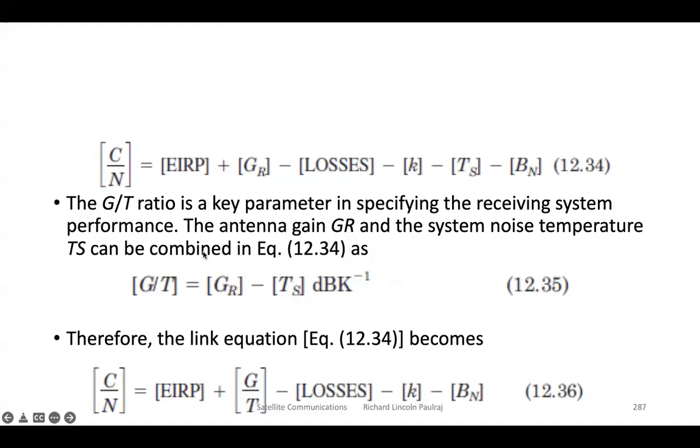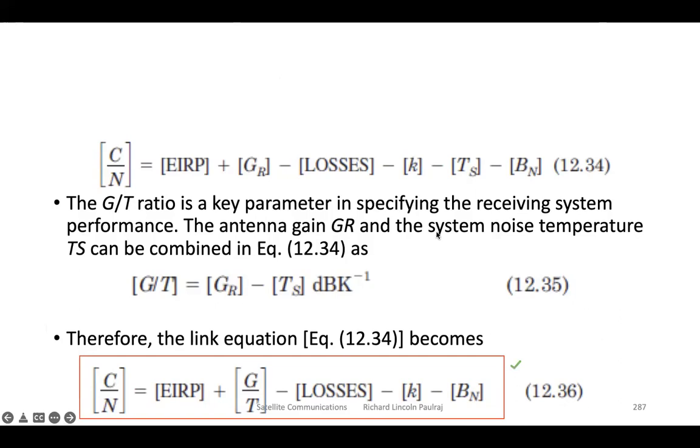We have another term here, which is G by T, gain divided by the temperature, and this is going to be your final equation. C by N is equal to EIRP plus G by T minus losses minus K minus BN. Please make a note of this. We'll be using it for our problems. So, carrier to noise ratio, the final equation. This is what we're going to use.